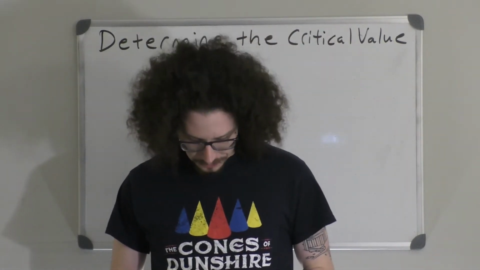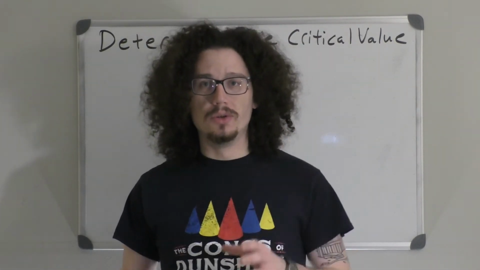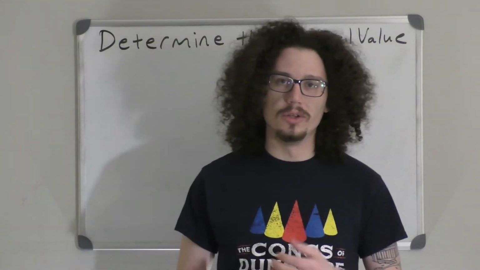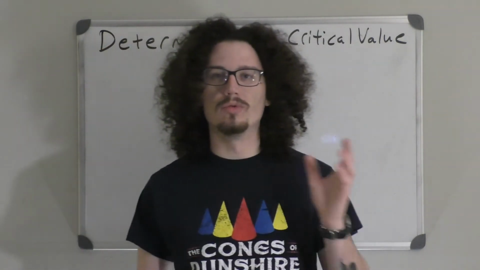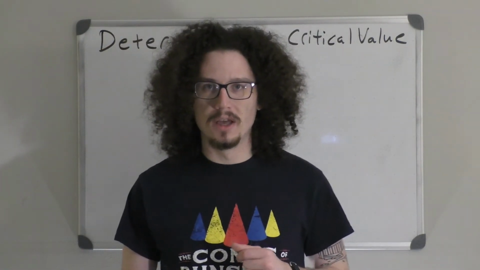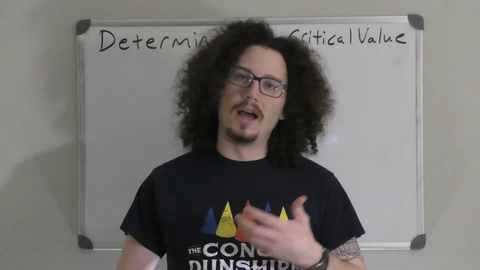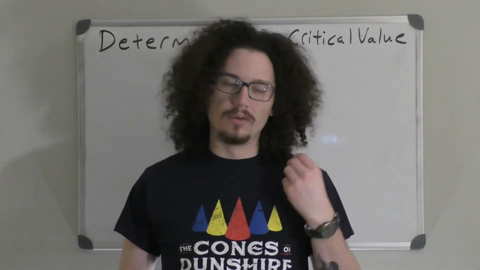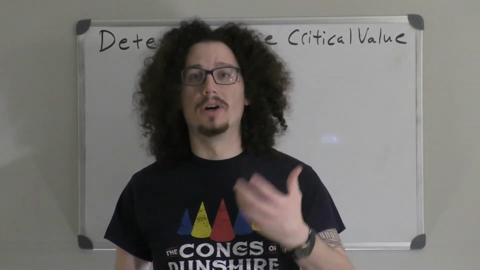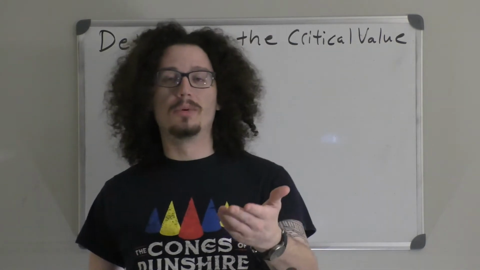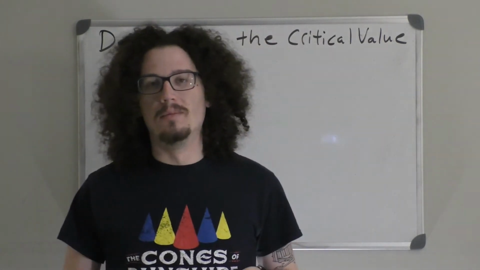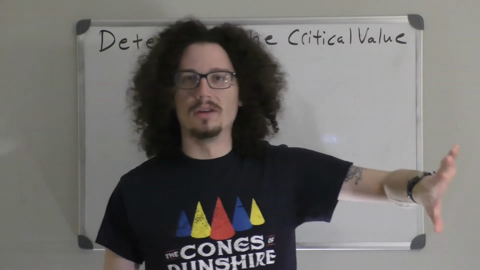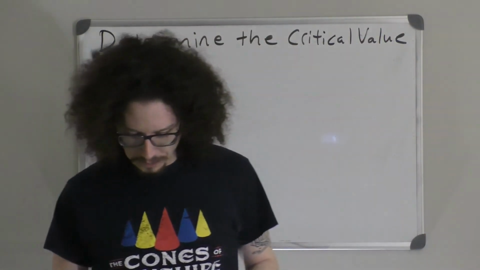The critical value is used to determine our conclusion. It's one of the main things that we're going to use to make our decision about whether we reject or fail to reject the null hypothesis. If we're looking at it in this analogy of a criminal case, we can think of the critical value as the burden of proof, how much evidence we need to present to the jury for them to reject the null hypothesis and accept the alternative hypothesis.